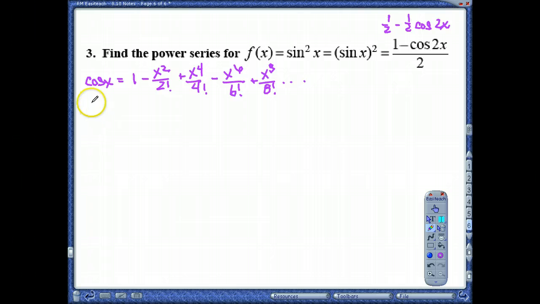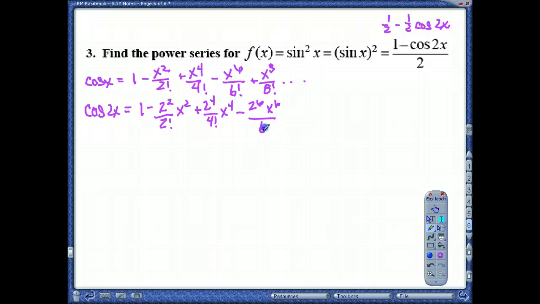All right, so if I do cosine of 2x, that means everywhere I have an x, I'm going to put a 2 in there as well. I don't want it to ruin the actual look of what I got, so I'm not going to put parentheses 2x parentheses squared. I'm going to go ahead and do my 2 squared over my 2 factorial x squared. And then I'll do the same thing over here. So this is going to be 2 to the 4th over 4 factorial x to the 4th. This is going to be minus 2 to the 6th x to the 6th over 6 factorial, and so forth.